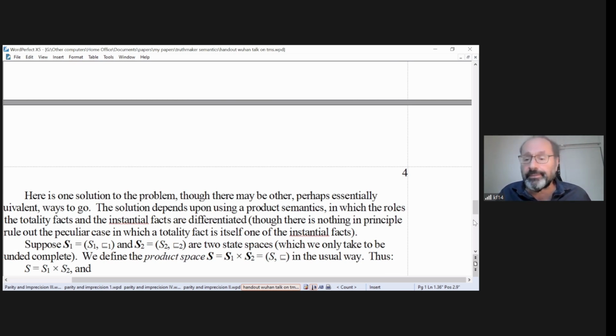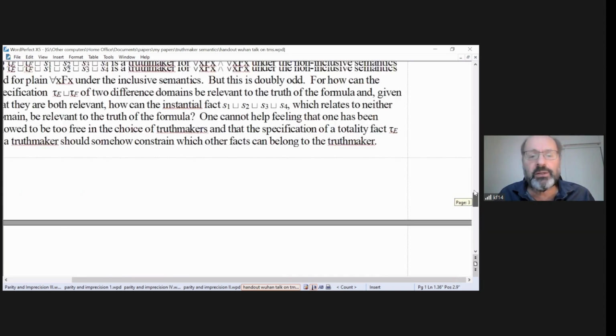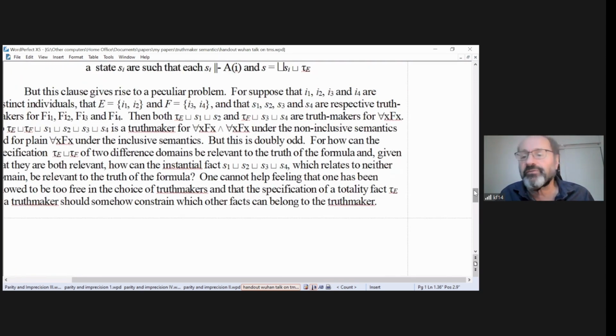And now, what's going to happen when we go to this product? Let's just see how. I'm just going to talk here rather than go through the handout, because I don't really have time to go through the handout. Let's just look at that old problem that we had. Let's go back to the for all x, Fx, and for all x, Fx.